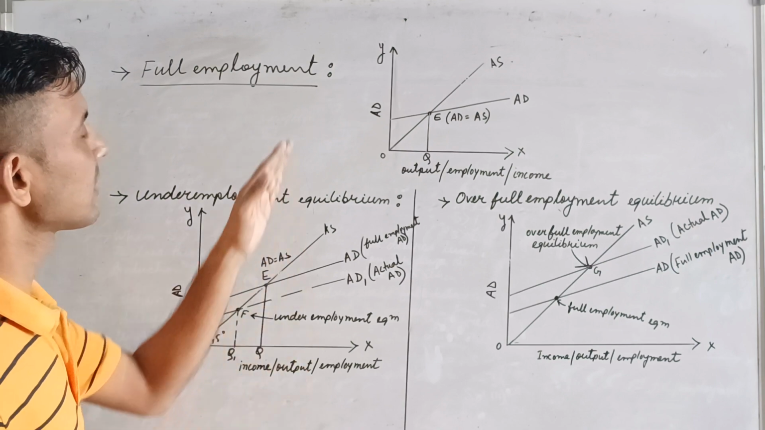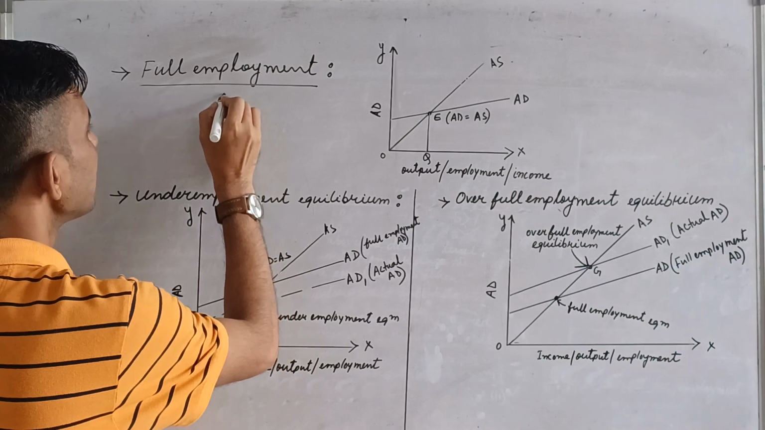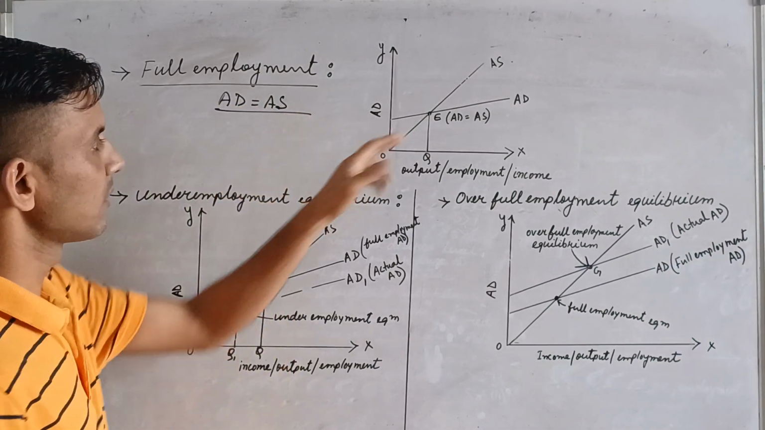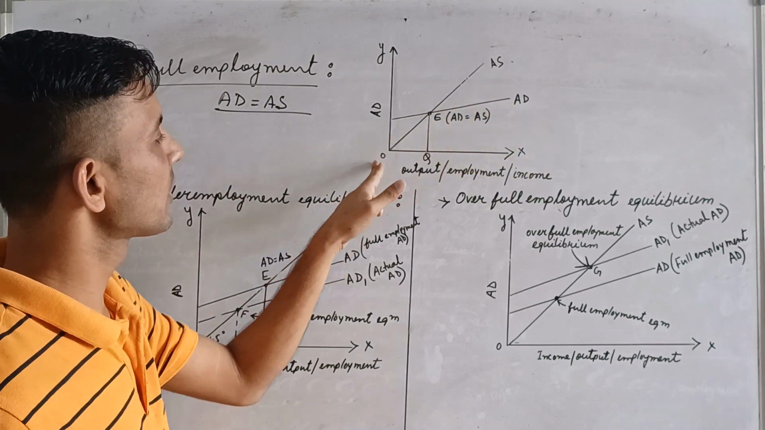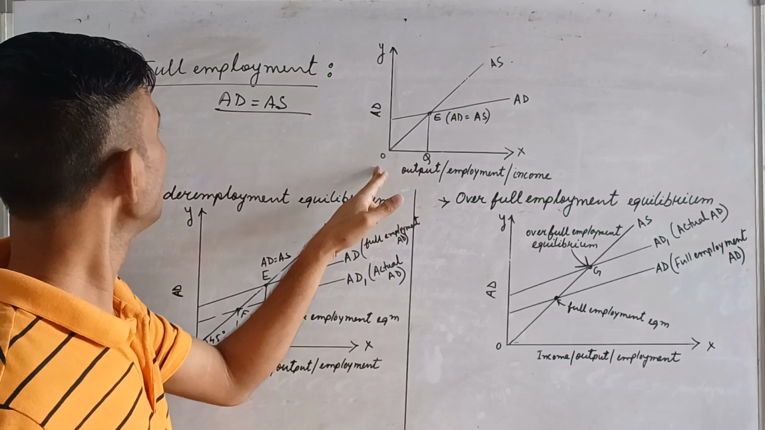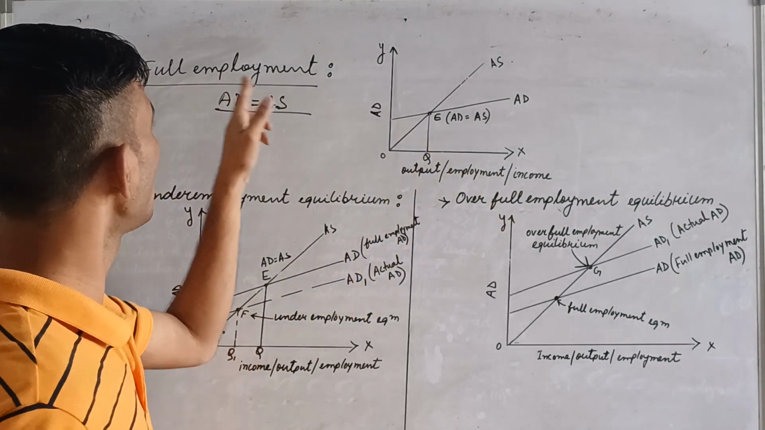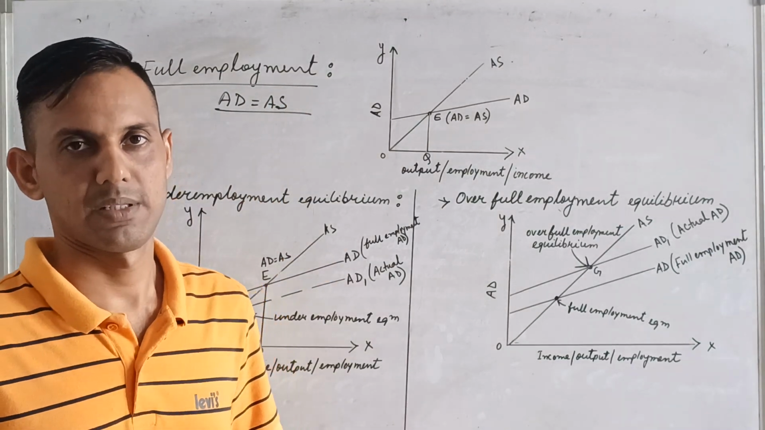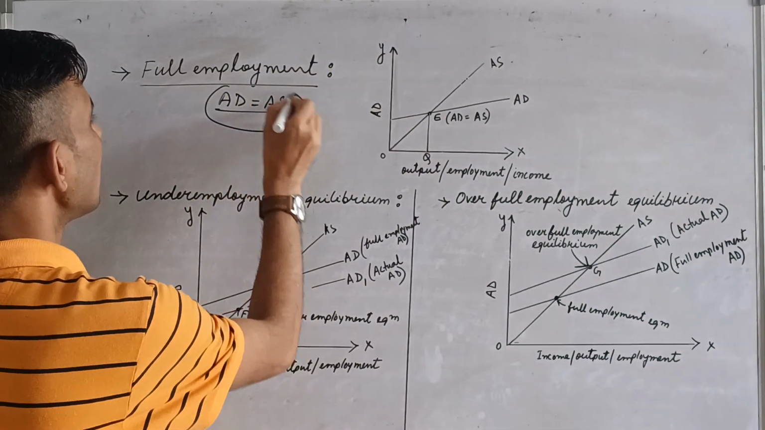So in that case what you have seen is AD-AS, full employment. It means when AD is equal to AS. See, when AD and AS both are equal at point E, it means OQ is the equilibrium level of output, employment or income. This is also called the full employment and this is also called the effective demand. So full employment means what? When AD is equal to AS.